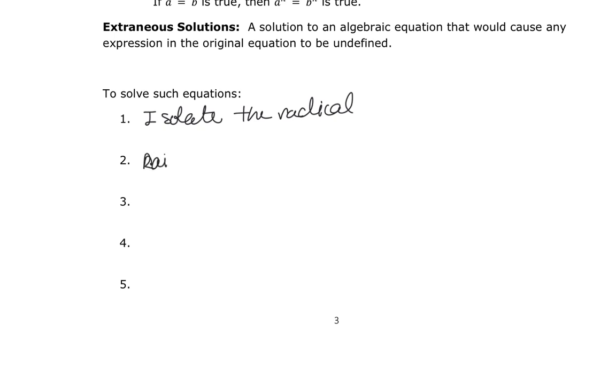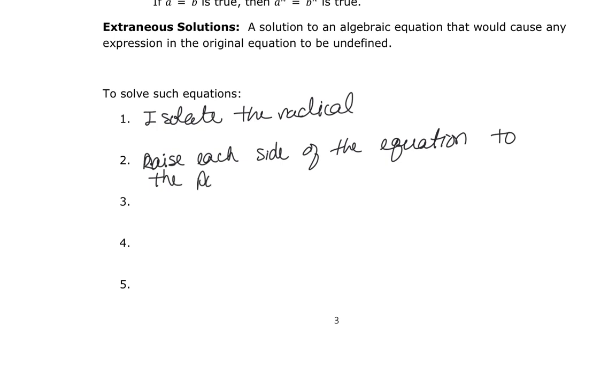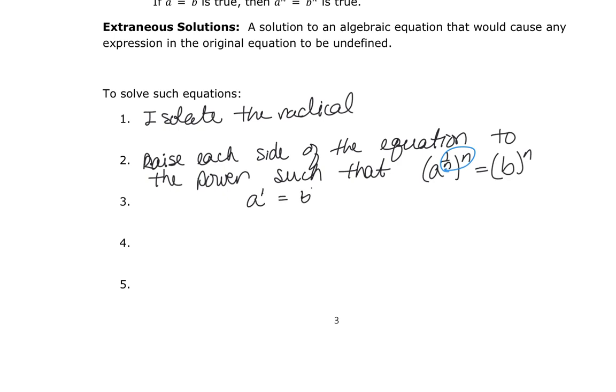So raise each side of the equation to the power such that you want a to the 1 over n to the n is equal to b to the n, so that this radical will become 1. So that you could solve. You may have to repeat this multiple steps.